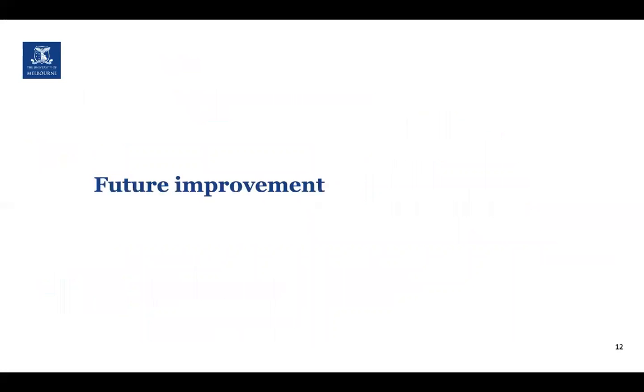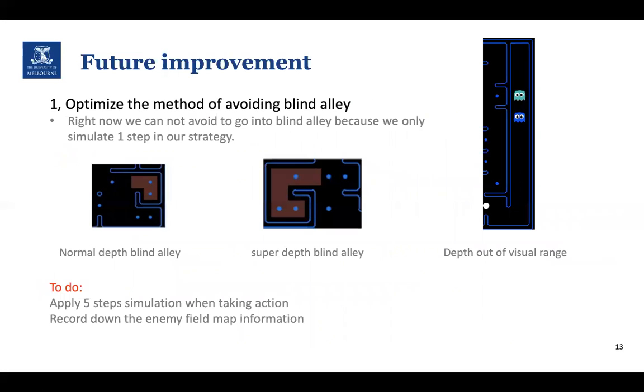Lastly, let's talk about the future improvement to our project performance. First one is to optimize the method of avoiding blind alleys. Right now, we cannot avoid going into blind alleys because we only simulate 1 step in our strategies. There are 3 examples of the alleys. So what we need to do next is to apply 5-step simulation while taking actions.